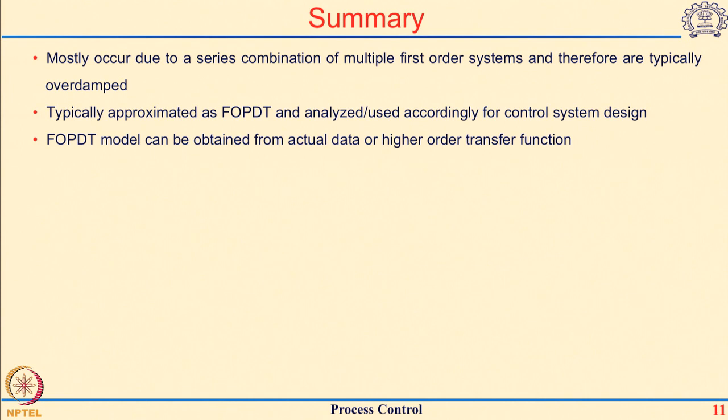To summarize, a higher order process is typically a series combination of multiple first order systems, and therefore they are typically overdamped. Rather than analyzing each of those orders separately, we typically approximate them as a first order plus dead time model, and that is the model we'll use to make predictions or design a controller for that higher order system. That FOPDT model can be obtained either as an approximation of the original transfer function, or from the experimental or real plant data.